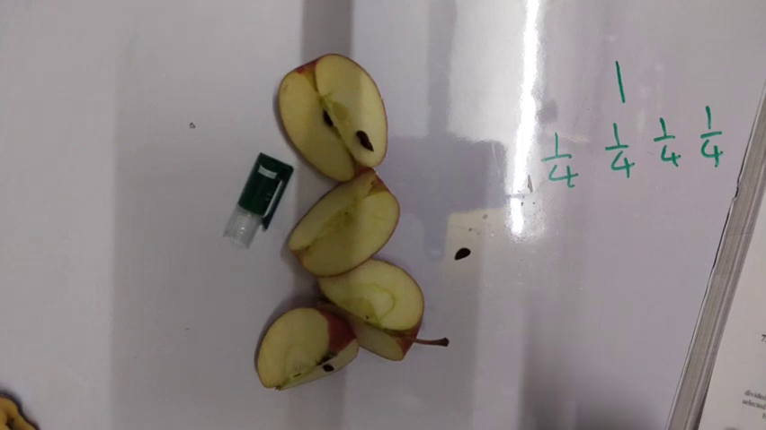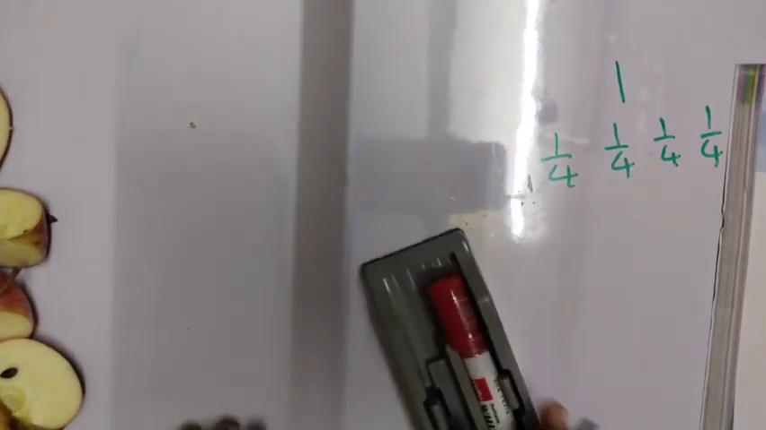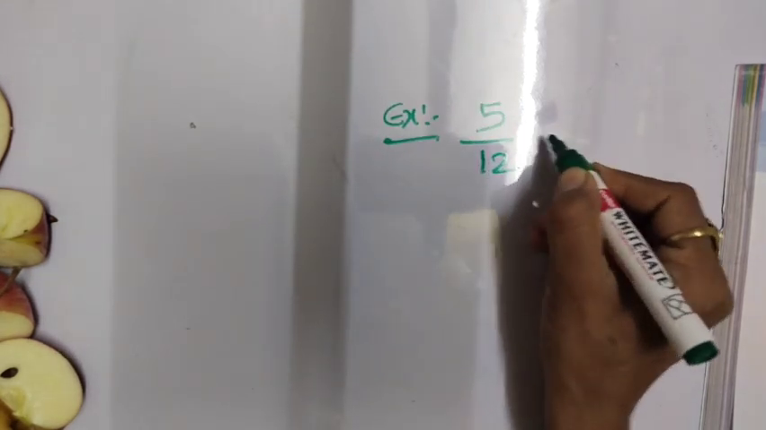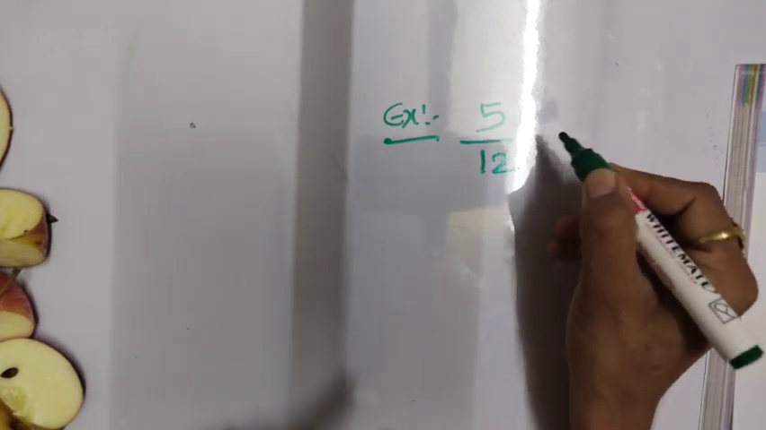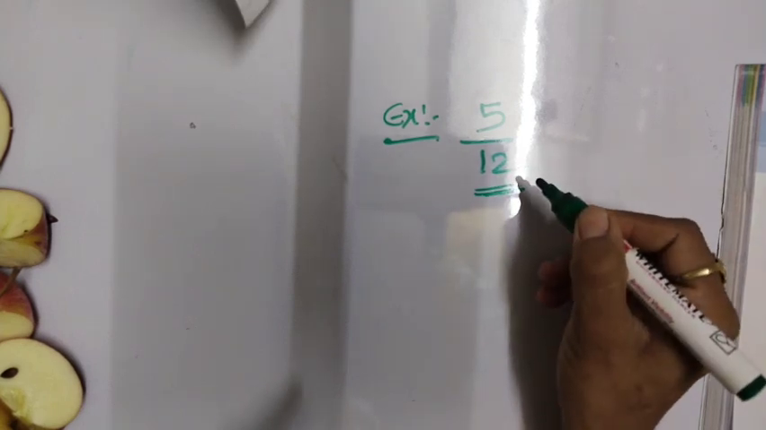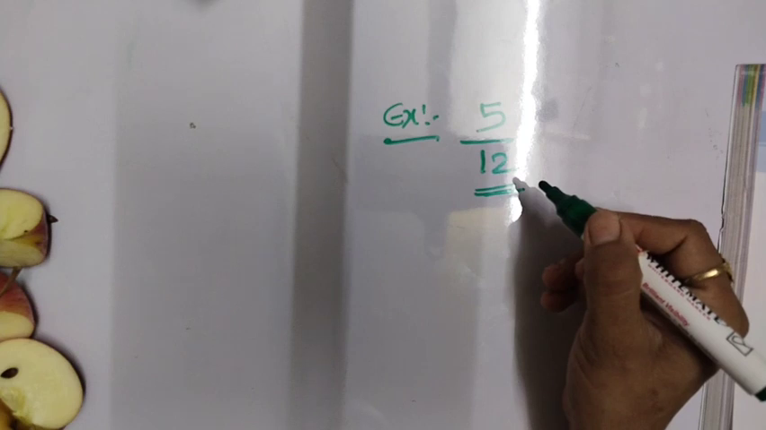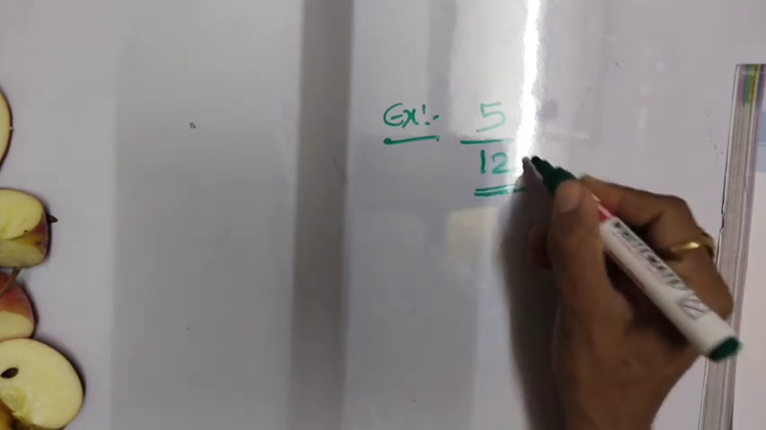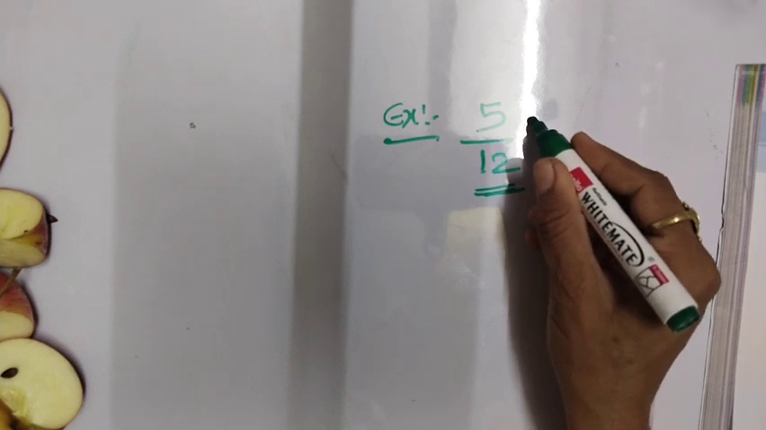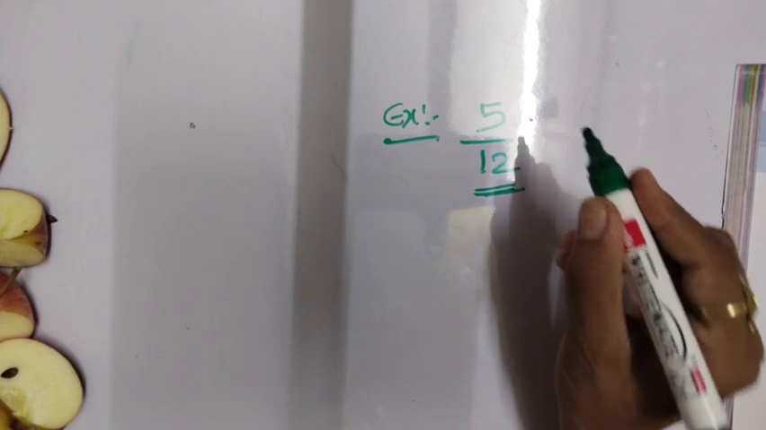For example, 5/12 is a fraction. We read it as 5/12. So what does 12 stand for? The whole has been divided into 12 parts. Okay, what does 5 stand for? 5 stands for the parts which have been selected.